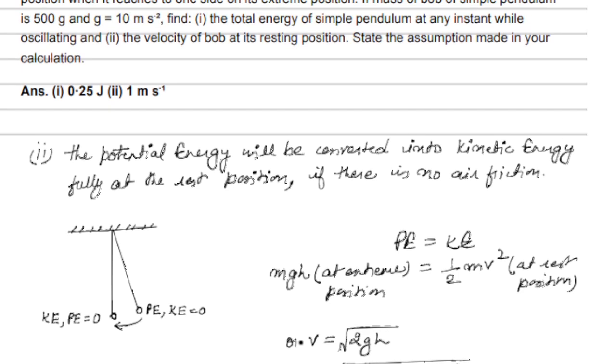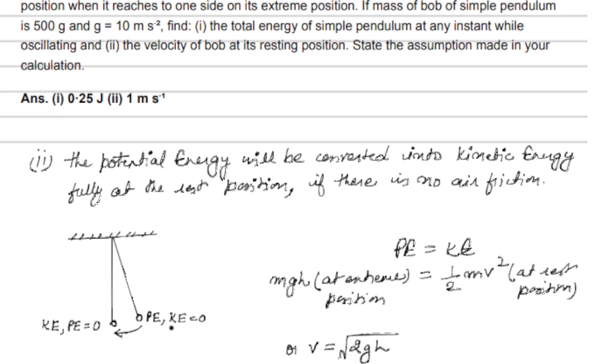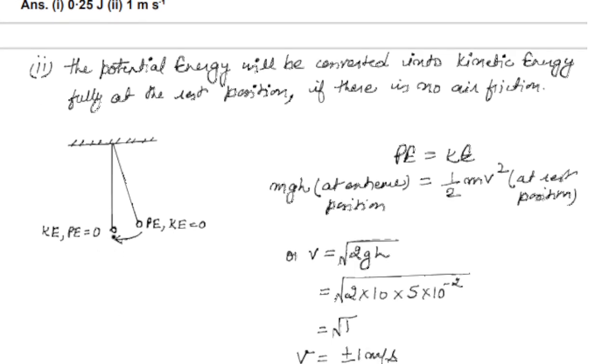What is asked in the second part? The velocity of the bob at its resting position. Okay, so now this was swinging like this. Let me pull it up. Yeah, it was swinging like this, and now it is coming back. So how much kinetic energy will it have? The entire potential energy which was at the extreme will now be converted into kinetic energy here at the resting position. We have already calculated this, so we know what the kinetic energy will be at the resting position, right?